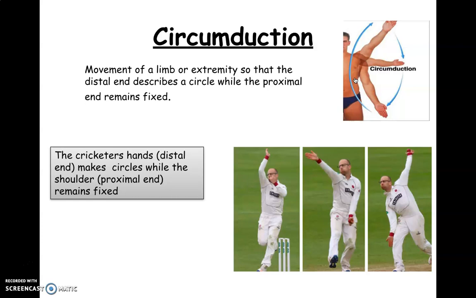Then we have circumduction. It's a little bit confusing if you read that description. But imagine you're making a circle, but one end remains fixed as the other end is making the movement. So the distal end is making the movement, making a circle, while the proximal end remains fixed. So look at the cricketer in that photo.